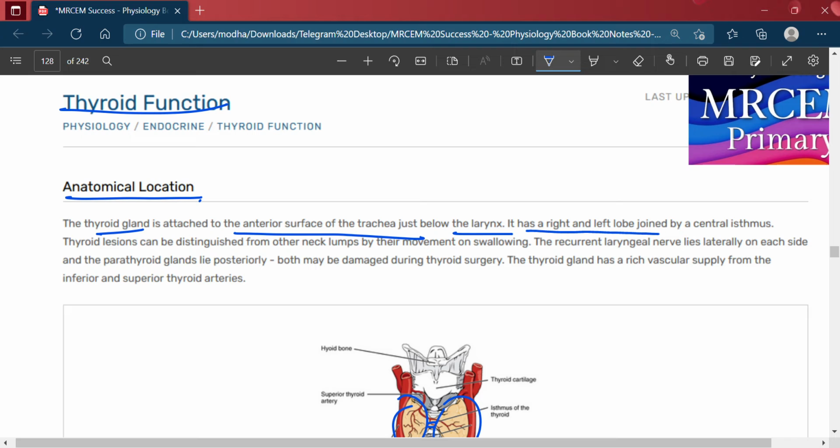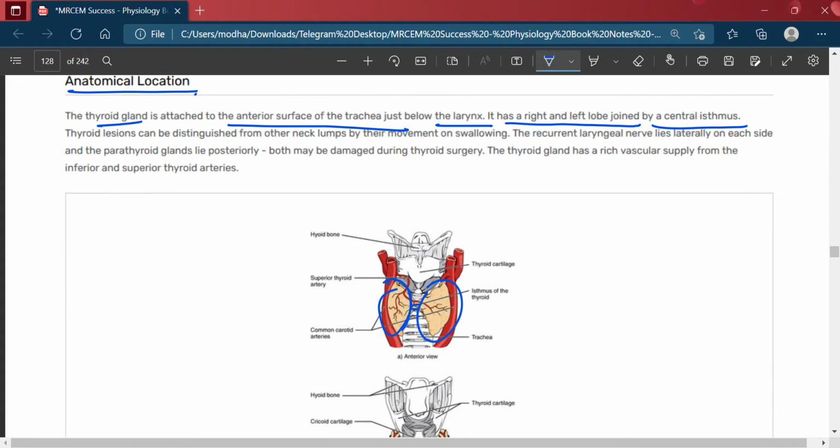It has a right and left lobe joined by a central isthmus, and it's on the anterior surface of the trachea, just below the larynx.